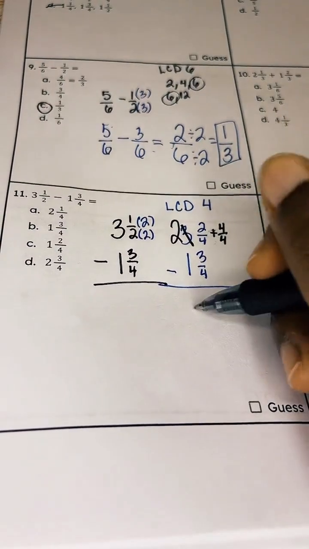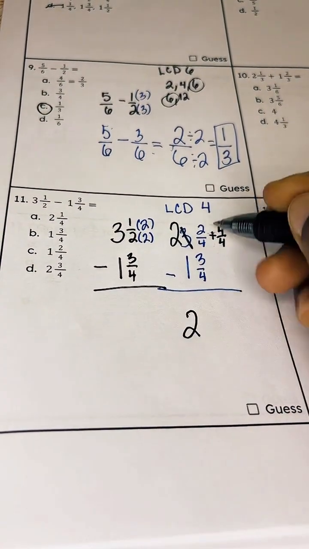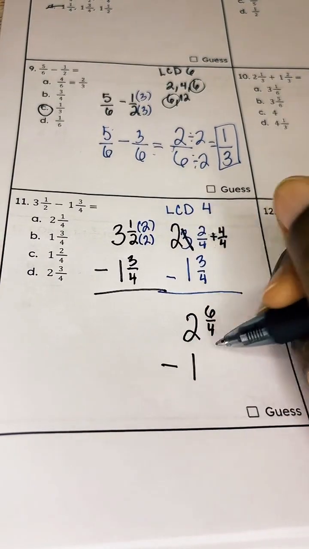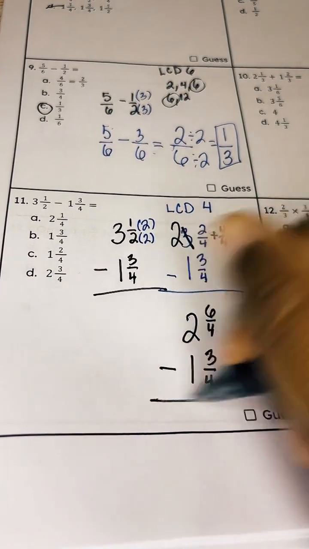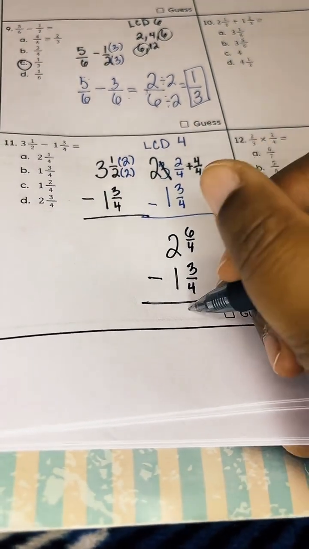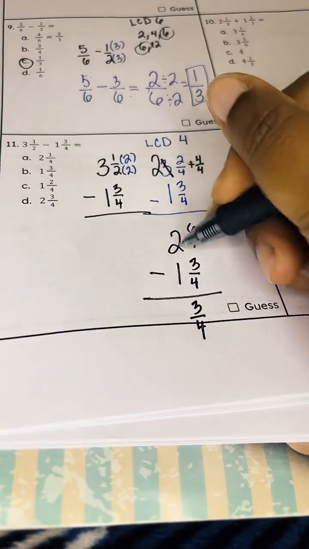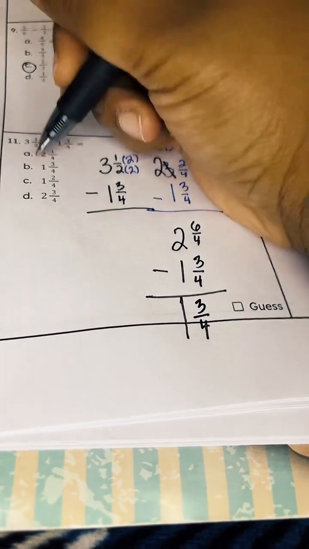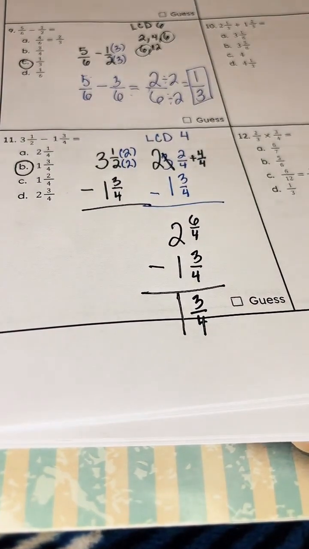So now, let's clean it up a little bit. We have 2. 2 plus 4 is 6/4 minus 1 3/4. Well, now we're good. 6 minus 3 is 3/4. 2 minus 1 is 1. So if you said B was your answer, good work.